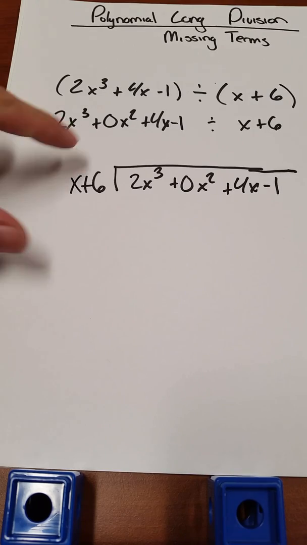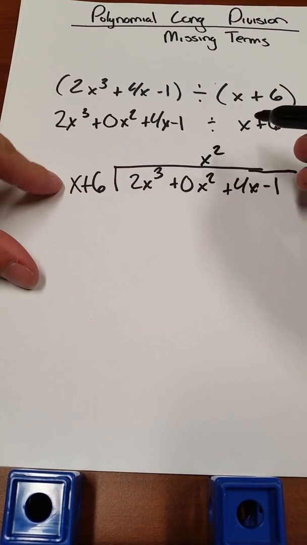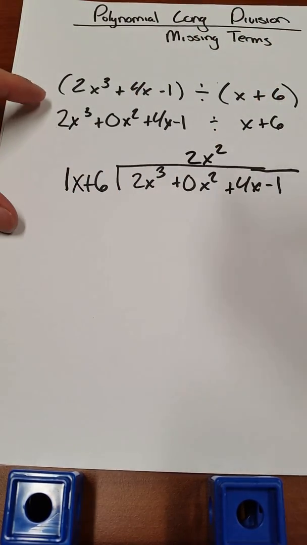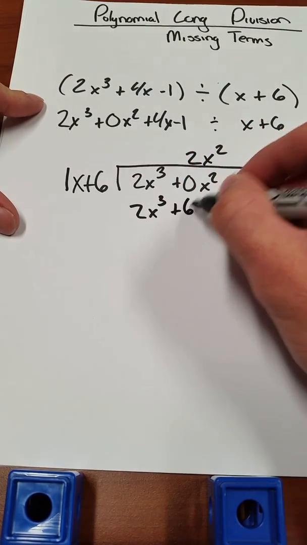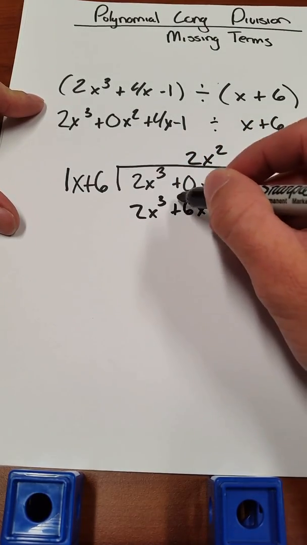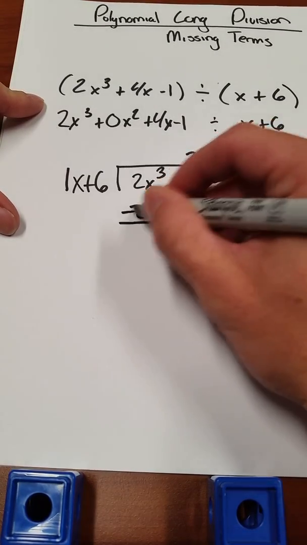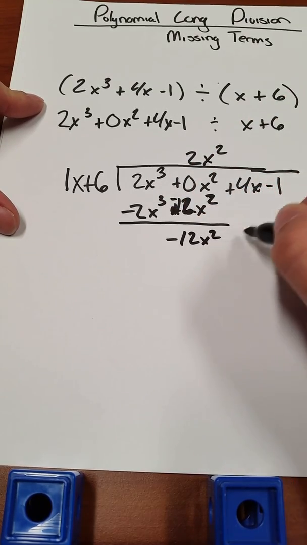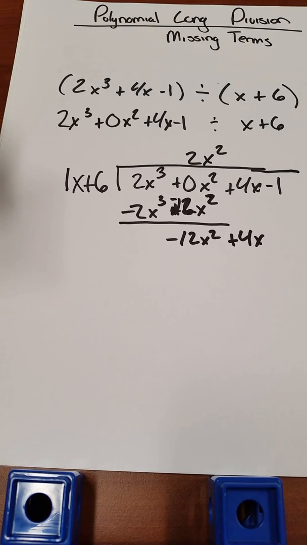All right, x cubed, so my magic number is going to be an x squared. This is a 1. 1 times what gives me 2? That's a 2. So 2x cubed plus 12x squared. Change your signs. Cancels. -12x squared. Need two terms, so plus 4x. If you want to try the next step, go ahead and do so now.